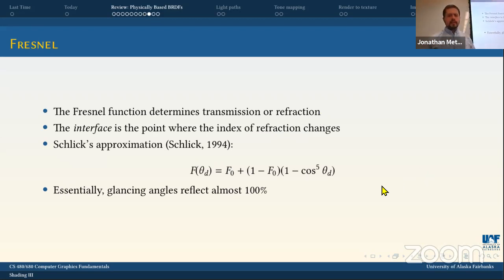Now, we have the Fresnel function, and that determines transmission or refraction, so how much is going to go through our surface. We call it the interface. We can use this approximation called Schlick's approximation. Basically, if you're at a glancing angle, surfaces reflect almost 100%. If you're shining a light, the closer you get to the very edge as you look at it, the closer you get to maximum light. And the further you start looking at it close up, the more the material would just let the light go through.